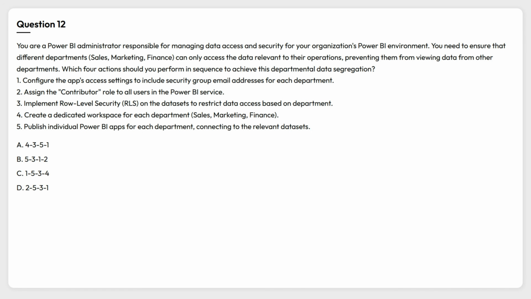Question number 12. You are a Power BI administrator responsible for managing data access and security for your organization's Power BI environment. You need to ensure that different departments, sales, marketing, finance, can only access the data relevant to their operations, preventing them from viewing data from another department. Which four actions should you perform in sequence to achieve this departmental data segregation?